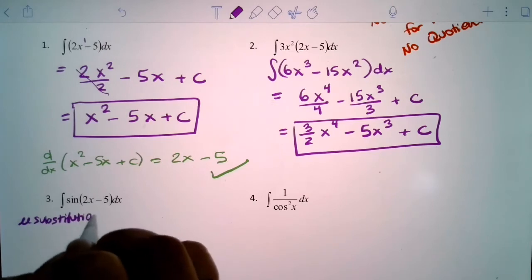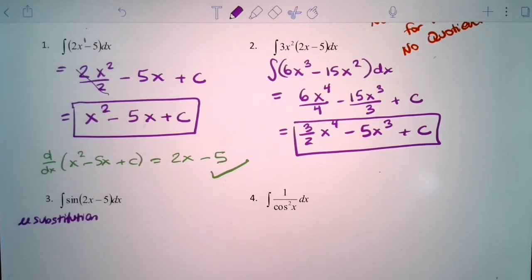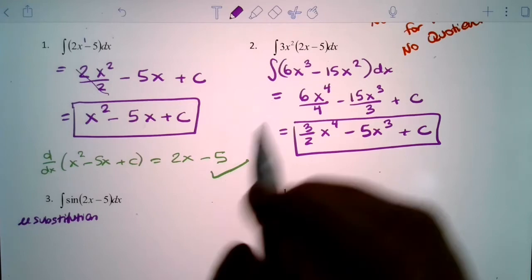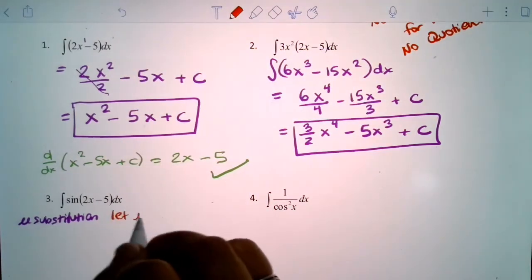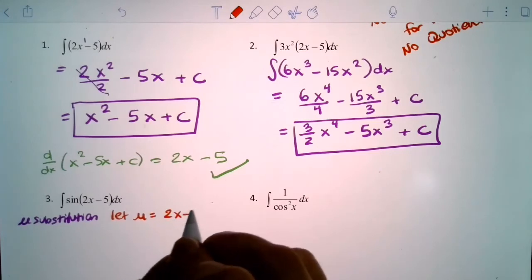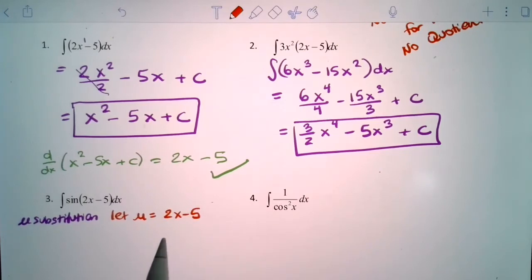So U substitution, just to refresh your memory, was based off of the chain rule for differentiation. Again, there's no chain rule in integrals, but this process came out of the chain rule for differentiation, where I'm going to basically say, hey, I am going to make something up. I am going to let U equal 2x minus 5. A really good first choice of U is something inside something composite. So that would be this 2x minus 5 sitting inside the sine.